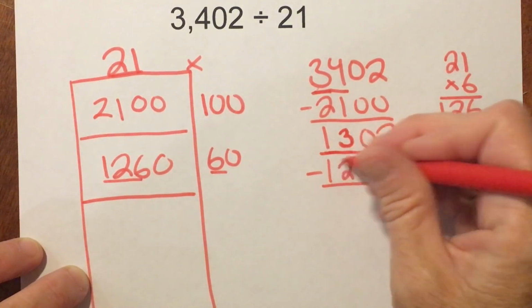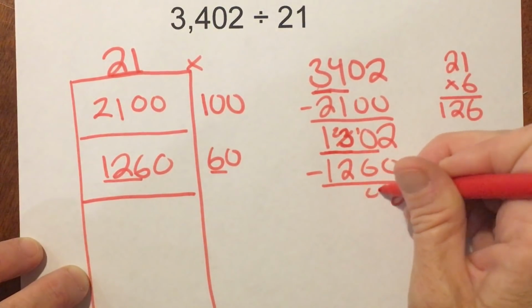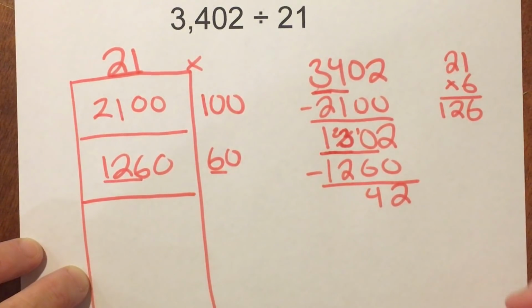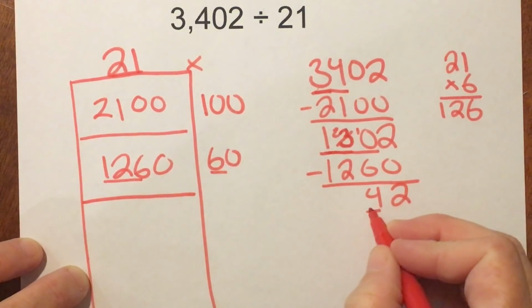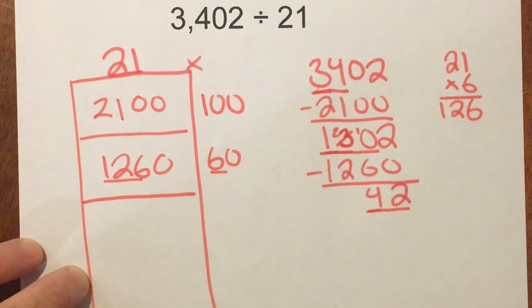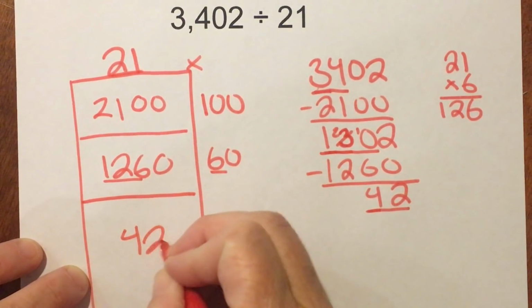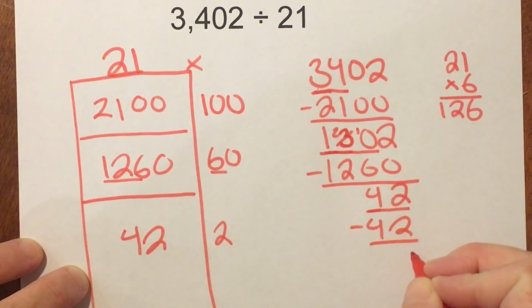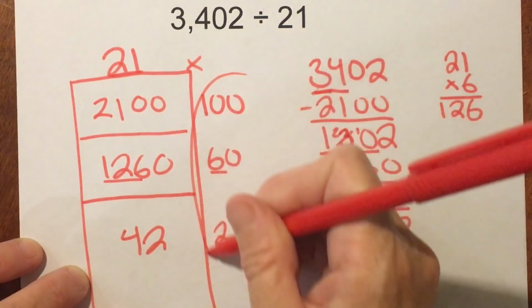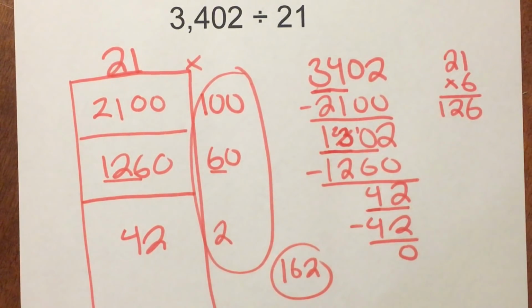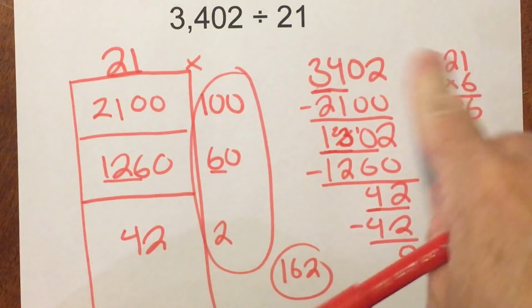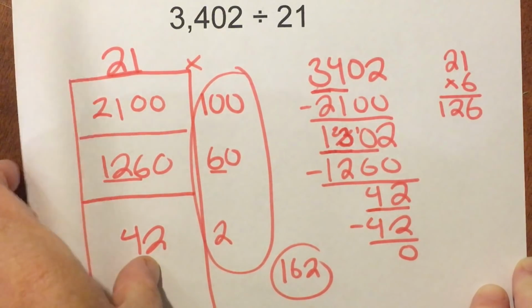We have a 2. I need to borrow. 42. Okay, so then I keep going. Can 21 fit into 4? Nope. Can 21 fit into 42? Yes. And you might be able to just figure this out. It's going to be 2 times. So 2 times 21 is 42, and that's going to leave me with nothing. So here's my answer, 162. Okay, so this one didn't require as much side work because I was able to figure out a little bit more in my head.